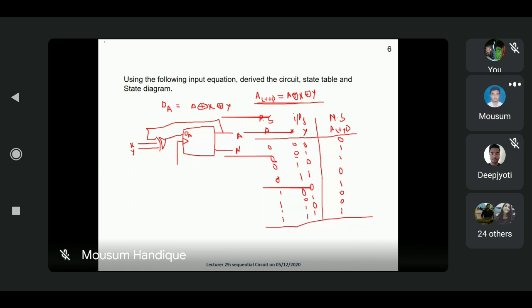Sometimes maybe the state table is there, sorry, the state diagram is there. So from the state diagram you have to construct the state table, and from the state table you can construct the state equation. To construct the state equation, which technique are we using? We are using the K flip flop.